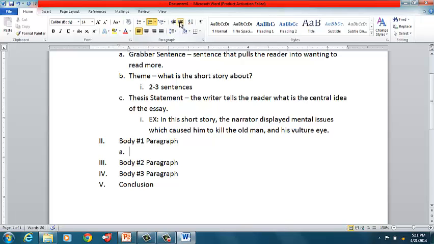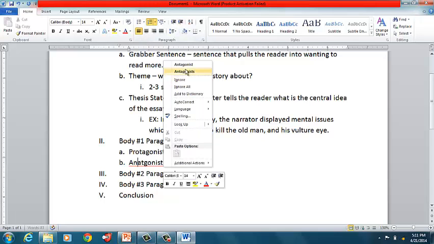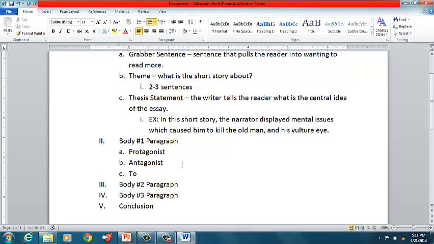So here's a strong suggestion as we go into this: the students need to have the protagonist, they need to discuss the antagonist. Spelling is not my strong suit. And then you also need to talk about tone and diction in your body one paragraph. So let's talk about protagonist. In the story, who is the protagonist? Who is the main character?